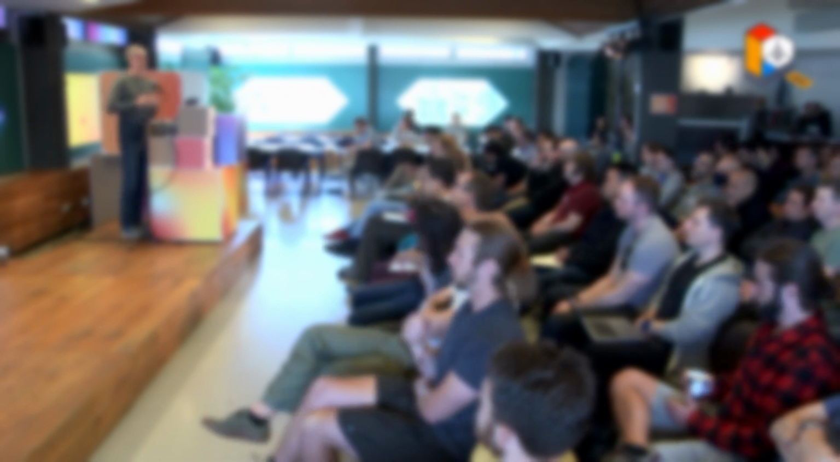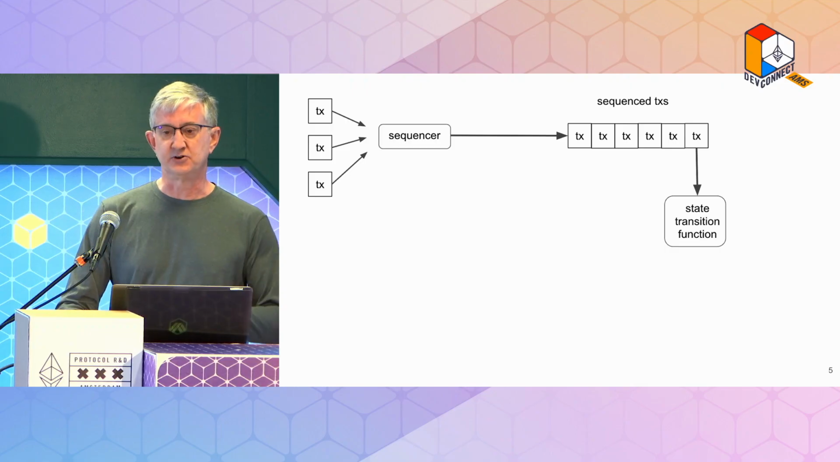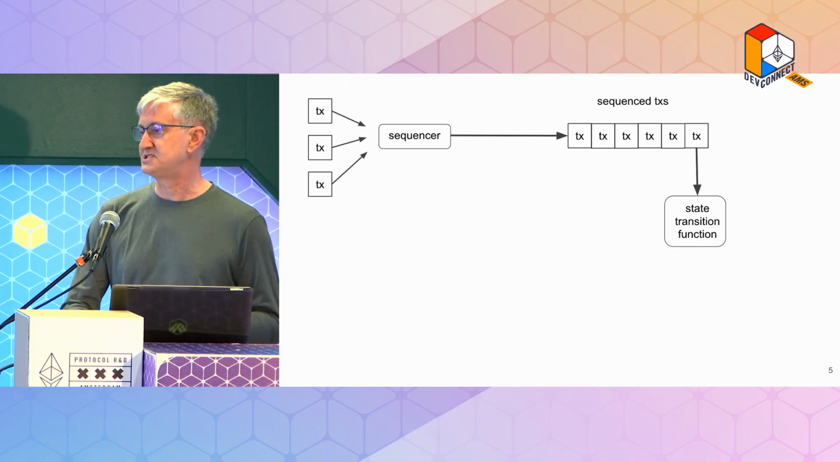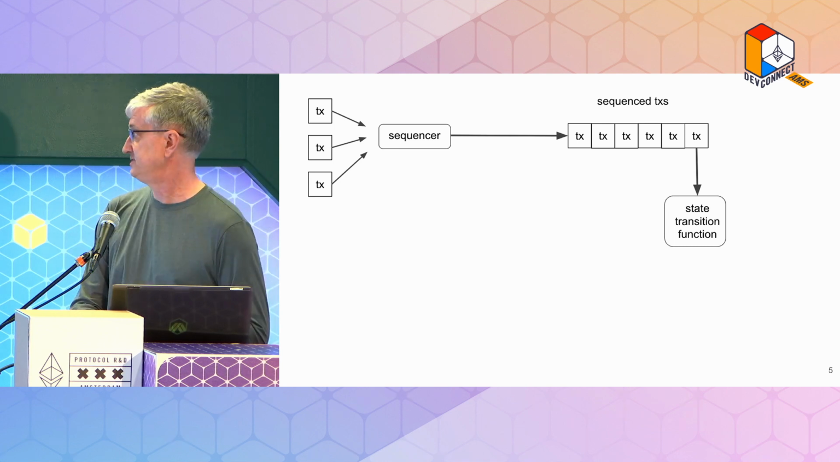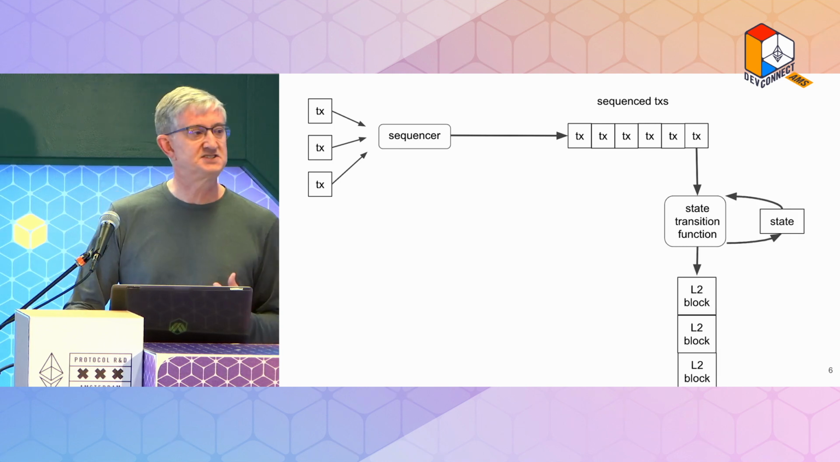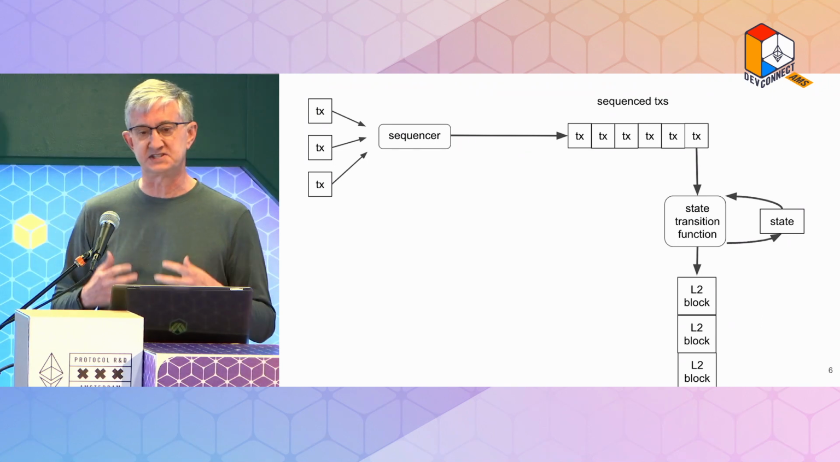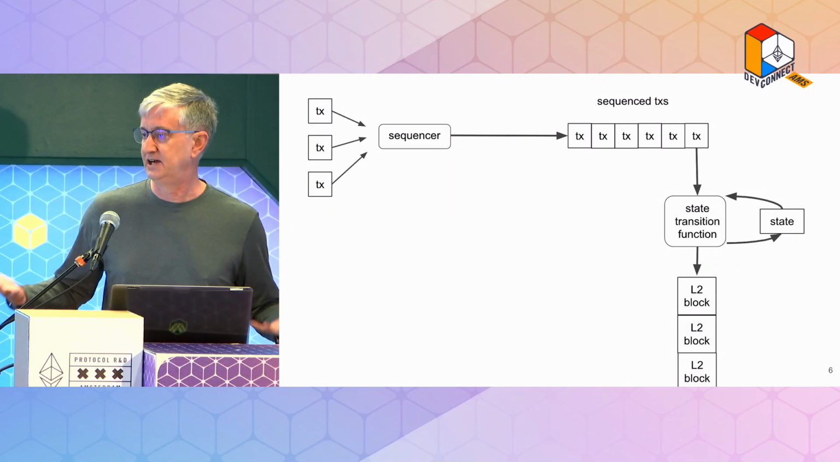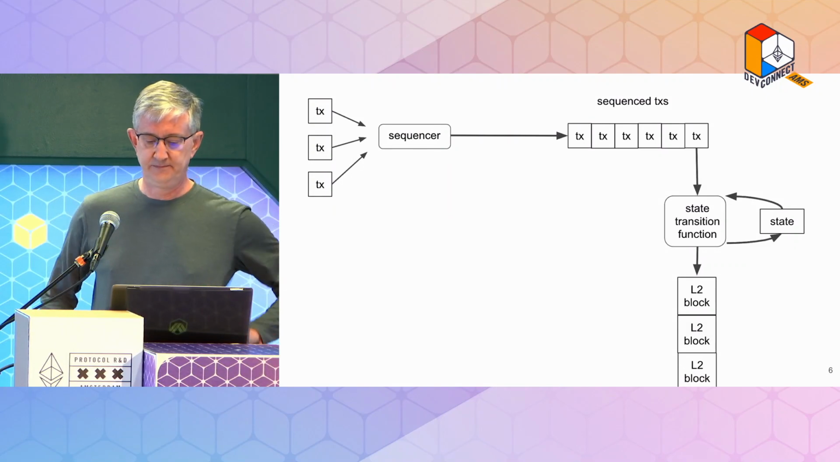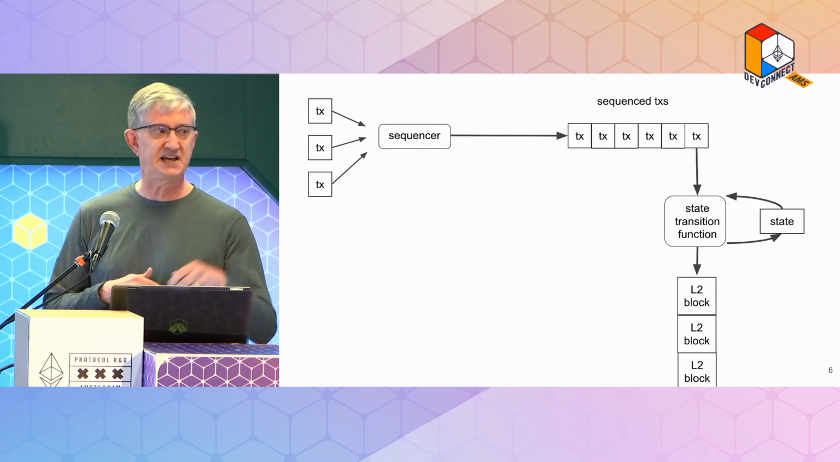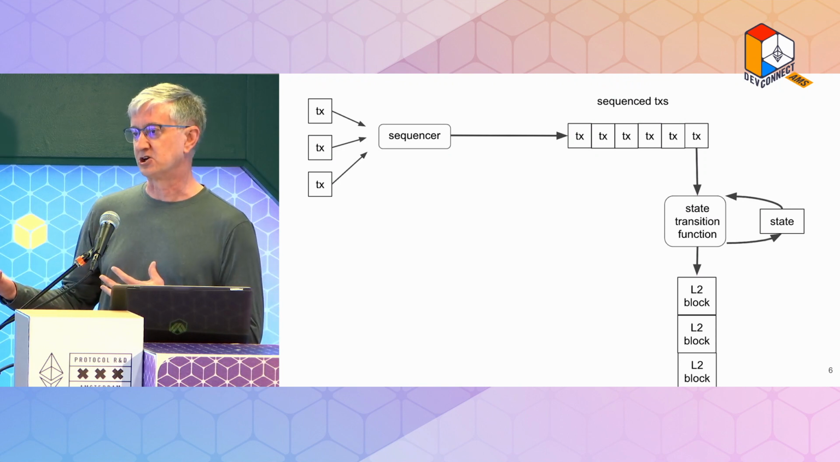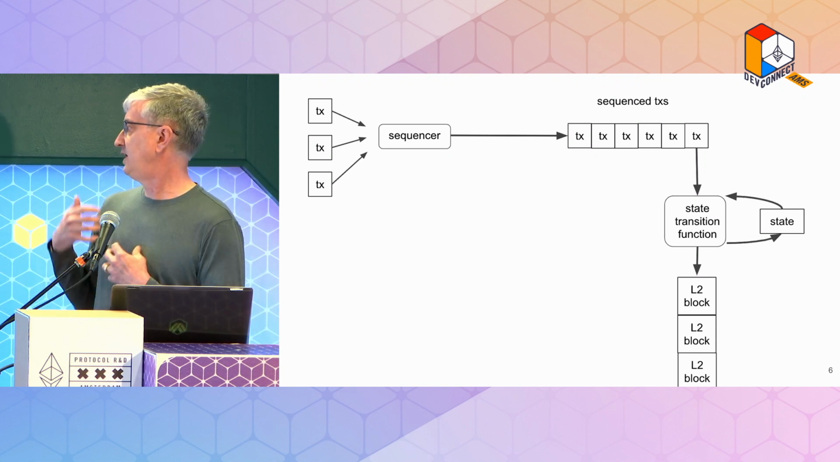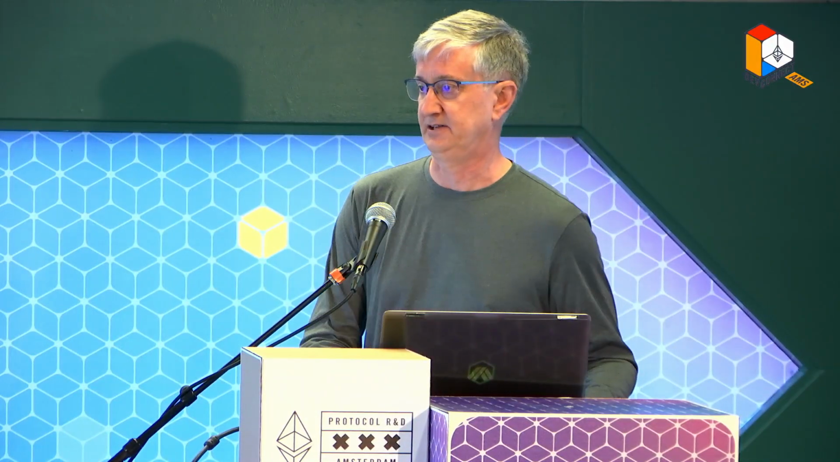Then we have some kind of a state transition function, which takes each transaction and decides how the state of the L2 should change. The state transition function is going to take in the current state. Think of this essentially as the current state tree, like the state tree of an Ethereum chain. So the state transition function takes one transaction and the current state. It will update the state, and it will perhaps emit an L2 block.